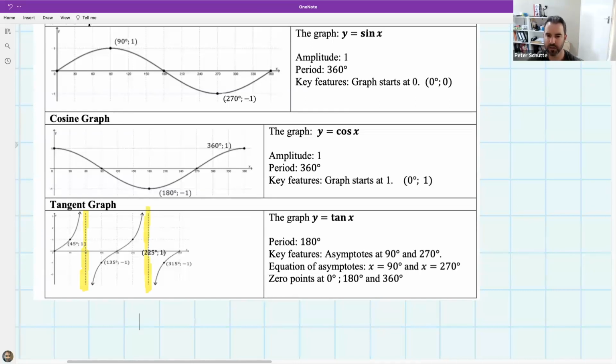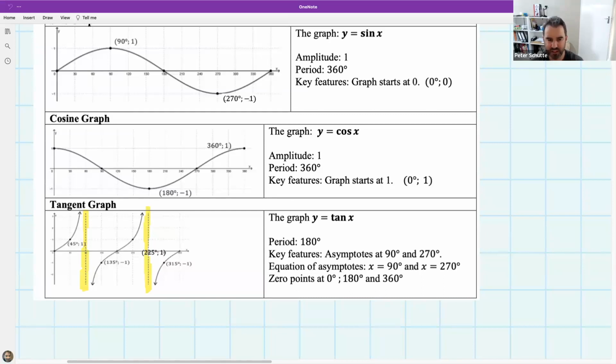Who would like to tell me? Who feels like they know what those funny yellow lines are? They are asymptotes. Yes, Morgan. Yes, Naomi. These are asymptotes: lines that you get closer and closer to, but never get there. And what you notice is that the sine and cos graph don't have asymptotes. So the tan is a little bit special like that.